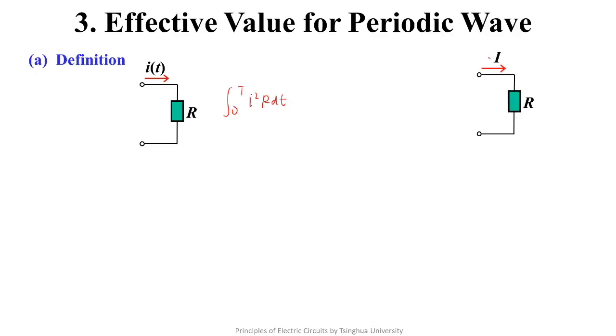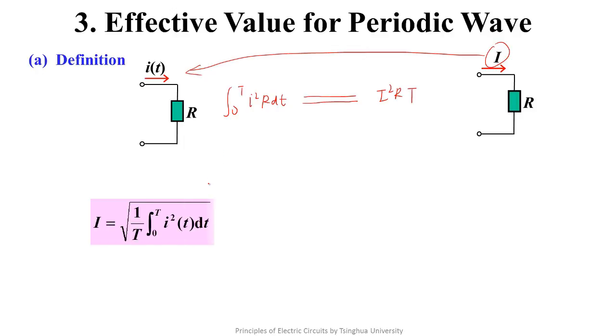Now we suppose the energy delivered by the equivalent dc in the same period of capital T equals the energy delivered by the periodic wave. Although the direct current has no cycle, we still discuss the energy delivered by the current from 0 to capital T. We can know the energy equals the square of I times R times capital T. If we want to use this dc to represent a periodic wave, we should make them equal. So we can get that dc equals the square root of 1 over capital T times the integral of the square of i from 0 to capital T.